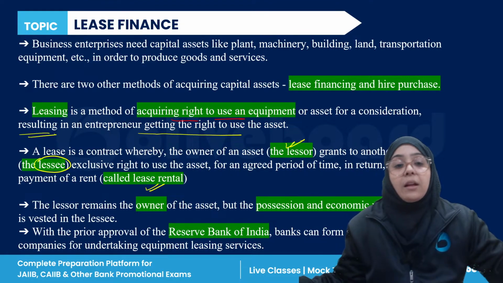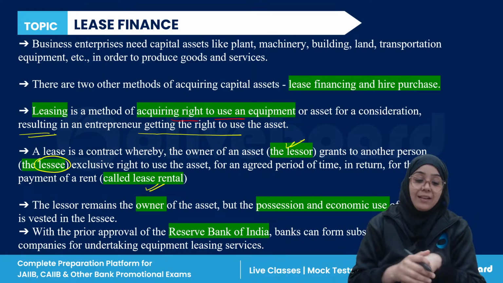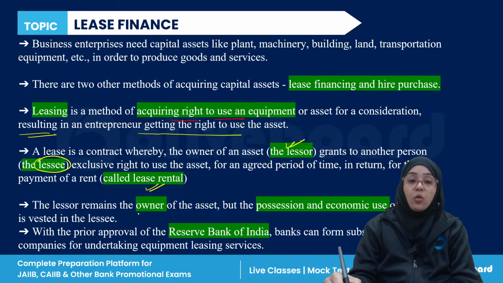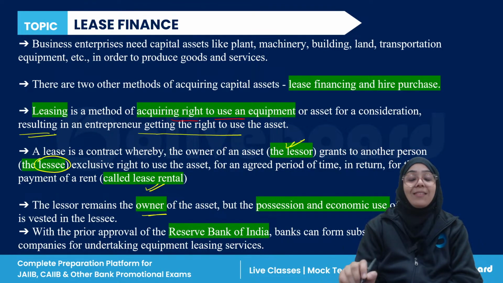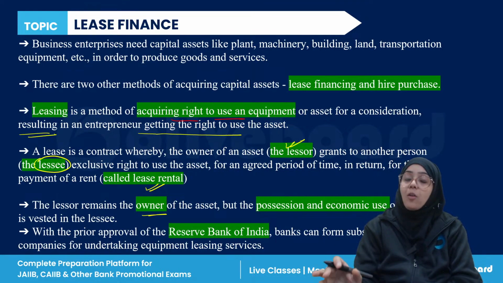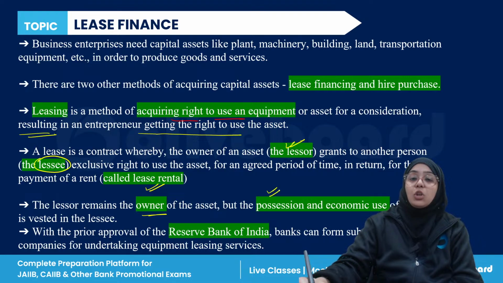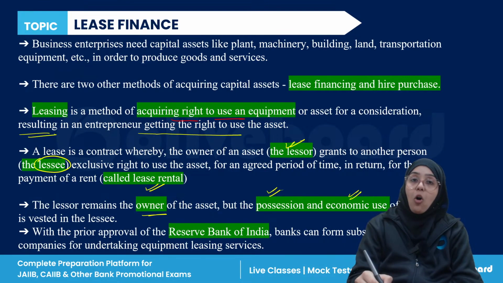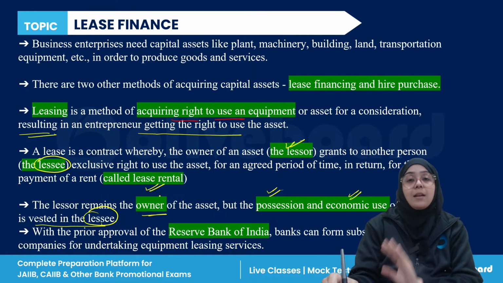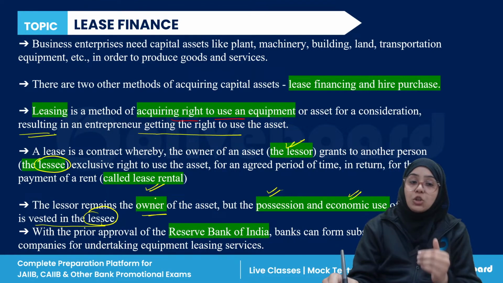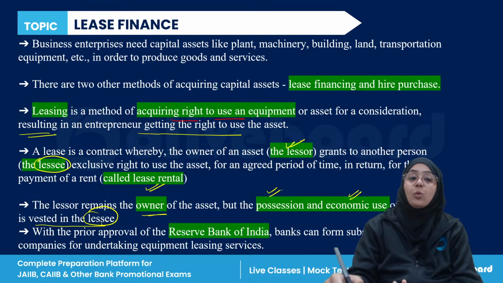Done? Okay. Now, if we talk about the lessor, the lessor is actually the owner of the asset, but the possession and the economic use of the asset is vested in the lessee. So the lessor is the owner, whereas the possession and economic use is actually in the hands of the lessee.